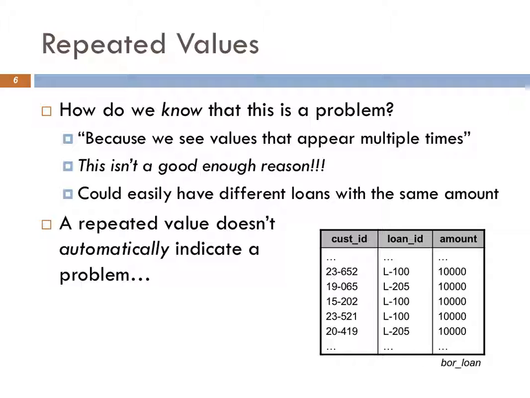Anytime I have L100 and amount in the same relation, well, then that amount should be the same if it's associated with L100, because it doesn't make any sense for our bank to have L100 and then different amounts. Everybody got that? That's really crucial. That's the important detail here. Okay?